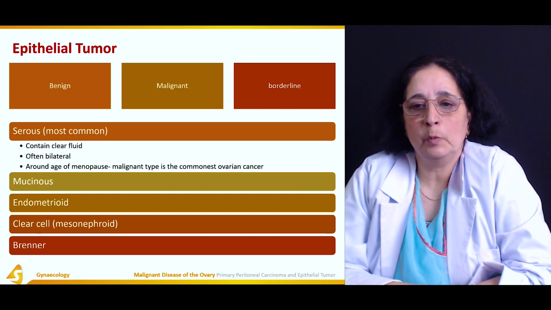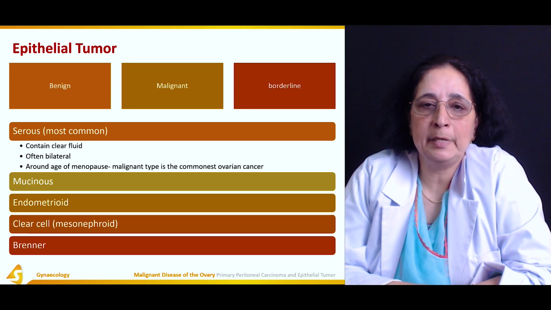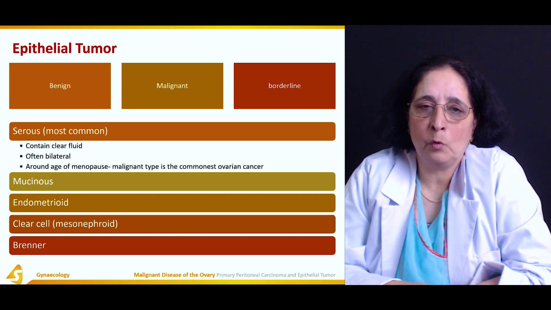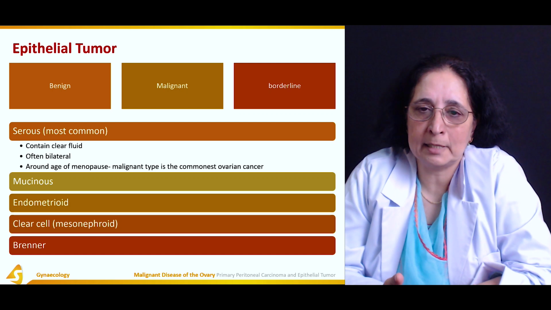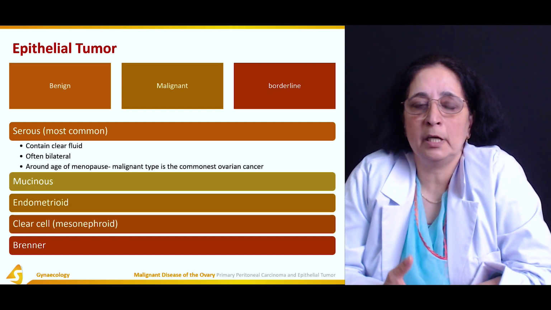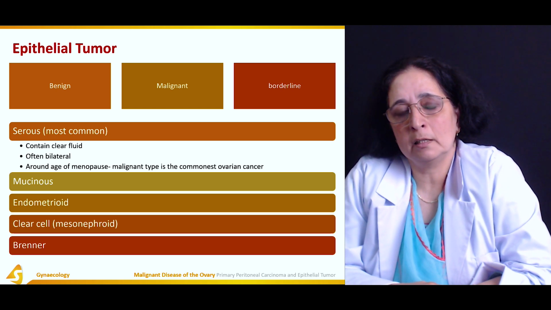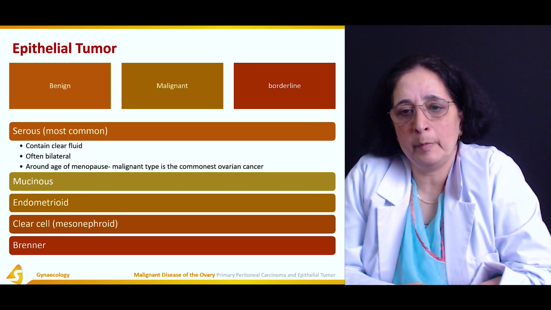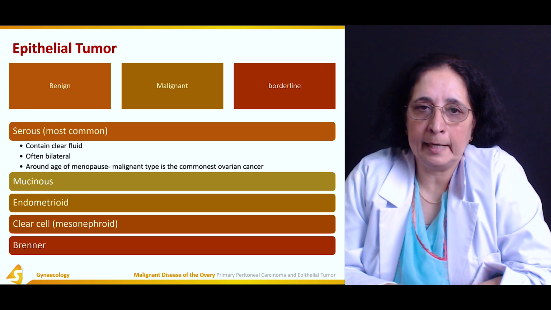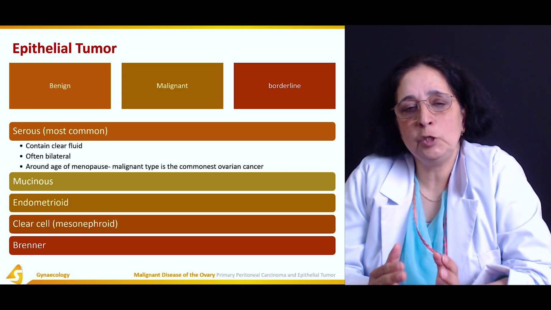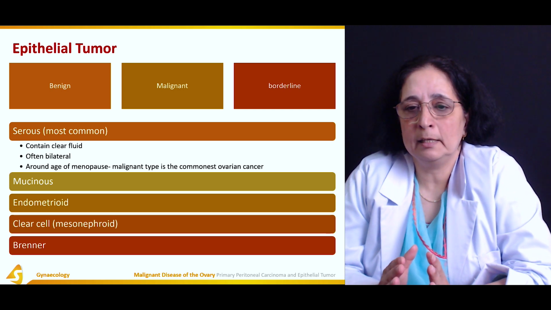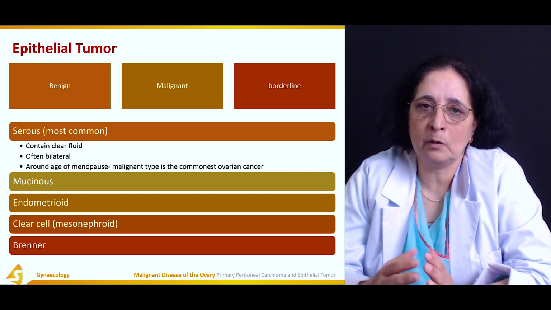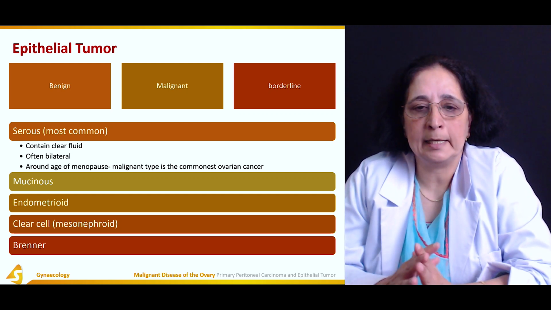The epithelial tumor can be benign, malignant, or borderline. Benign are more or less localized, non-metastatic. They do not spread. Malignant are the tumors that spread beyond the area of the involvement and metastasize to different areas. And in between benign and malignant, they can sometimes be borderline. So maybe more or less localized or very little spread in borderline cases.